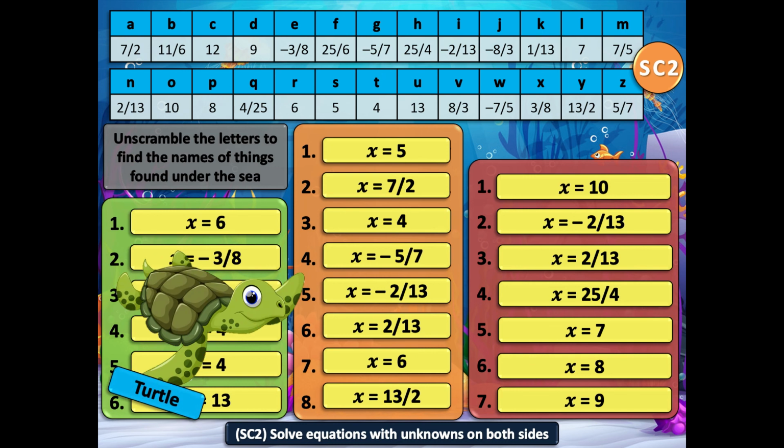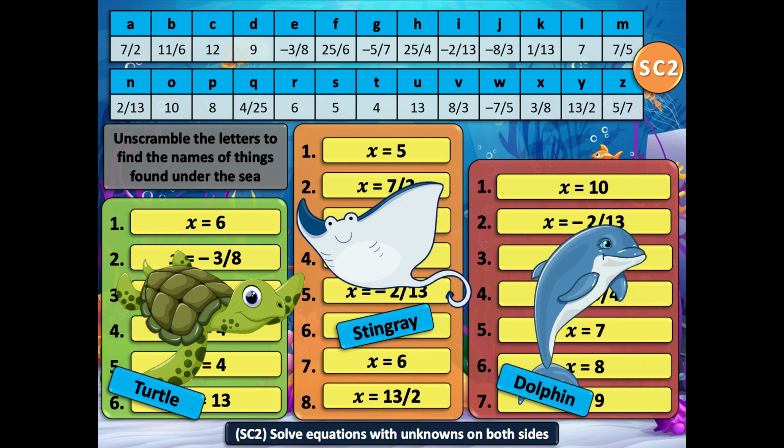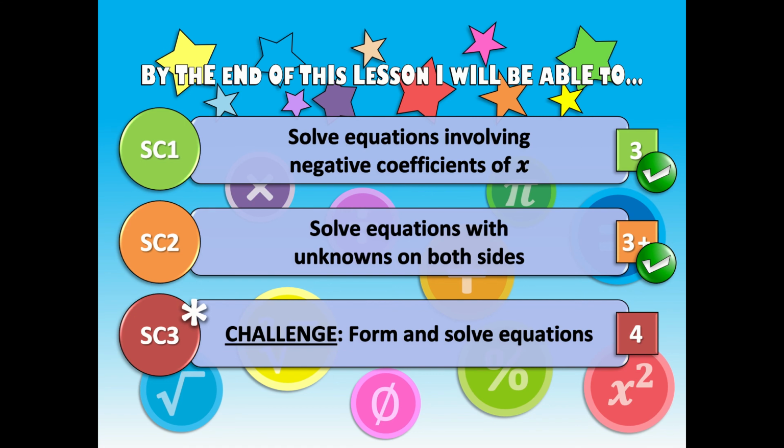The greens made turtle, the ambers made stingray, and the reds made dolphin. And now we've completed success criteria 2. So now we're going to move on to number 3, and this is to form and solve equations.